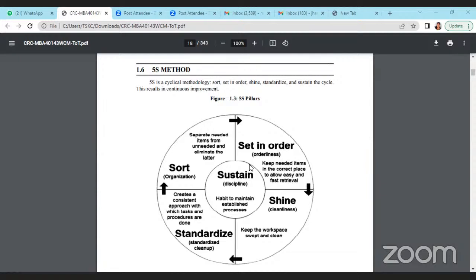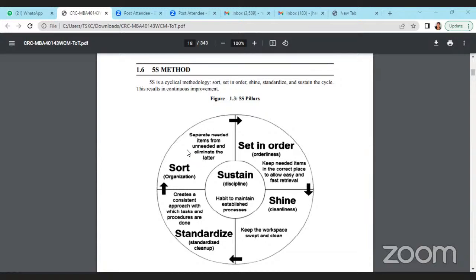If we look here, sort eliminates unnecessary items from the workplace that are not needed for current production operations. Whichever items we have identified as not needed, we call red tagging, meaning they are not useful to us. And we see whether those items can be recycled or reused, sold as scrap, used as tools, or become excess raw materials. That has all to be done at the sort stage.